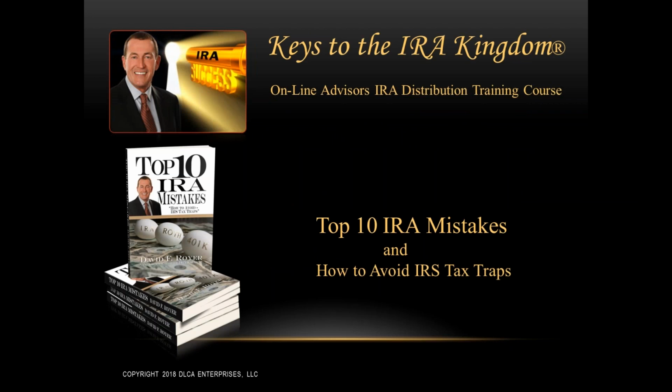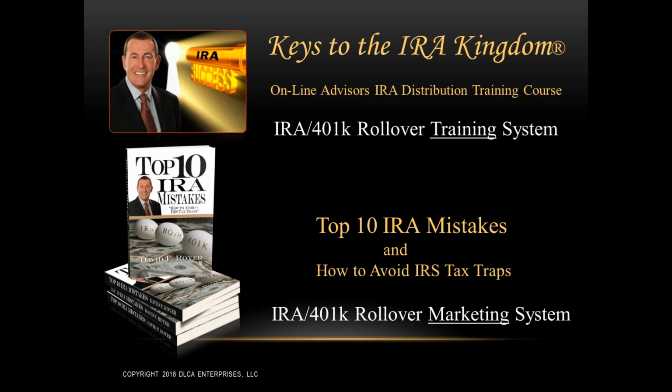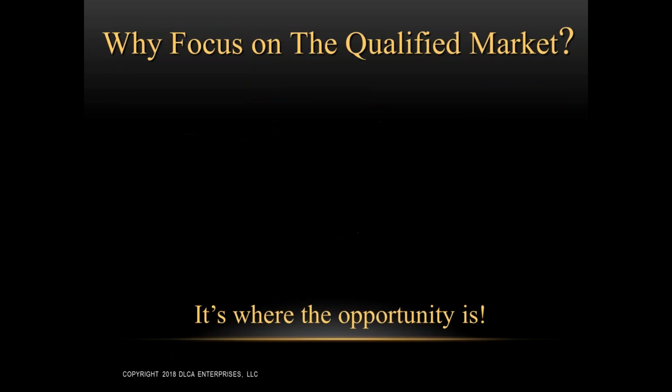I'm going to pretty much go over two basic tools that we developed. The first is the Keys to the IRA Kingdom. It is now an online advisor's IRA distribution training course, and it's actually a training system. We've also developed a consumer prospecting book called The Top 10 IRA Mistakes and How to Avoid IRS Tax Traps. And folks, that is an IRA 401k rollover marketing system. It's essentially a seminar in a book format.